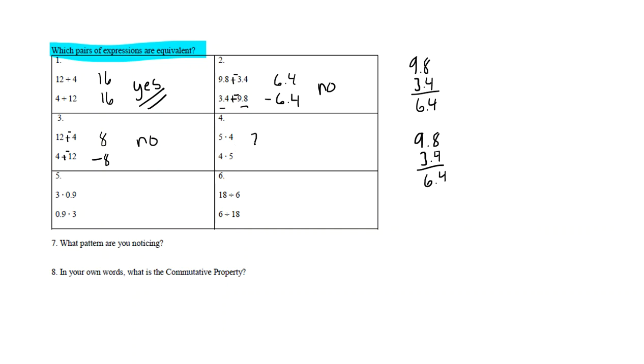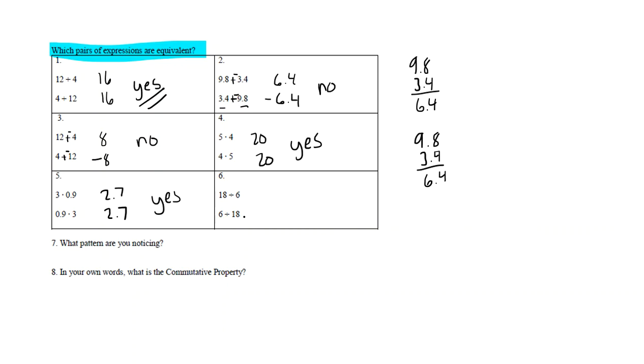Number 4. 5 times 4 is 20. 4 times 5 is 20. So when we multiply and we change the order, the expressions are equivalent. Let's look at the next one. 3 times 0.9 is going to be 2.7, and 0.9 times 3 is also 2.7. So when we multiply, we can change the order, and our expressions are still equivalent.